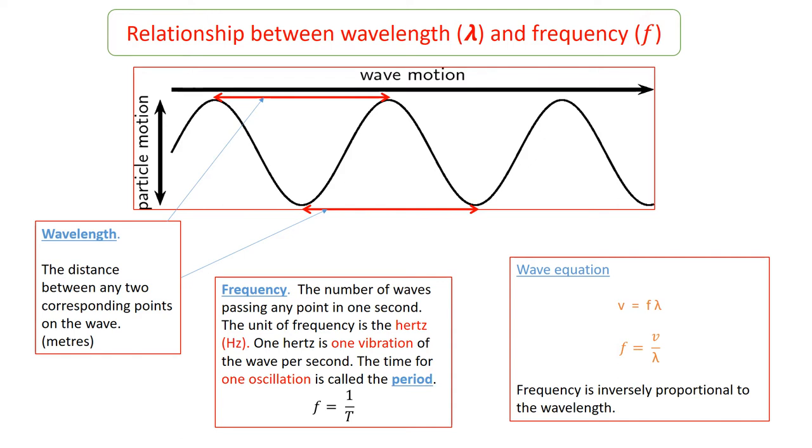And it is clearly shown on the screen that frequency is inversely proportional to the wavelength. It means if the wavelength of a wave increases, then its frequency decreases, and if the wavelength of the wave decreases, then its frequency increases. So the relationship between wavelength and frequency is that both are inversely proportional to each other. If you change one quantity, then the other quantity always changes.